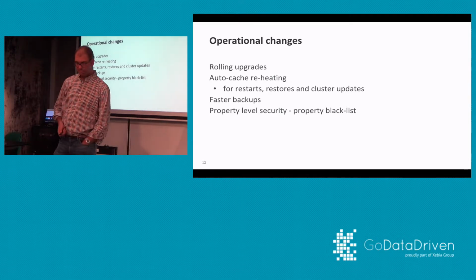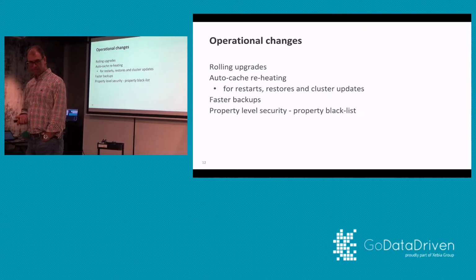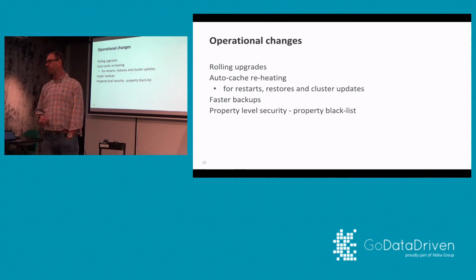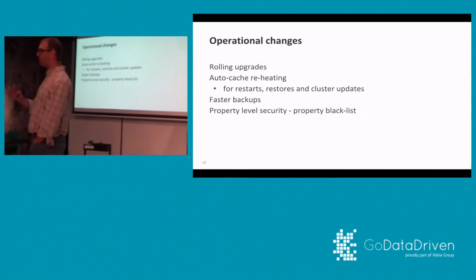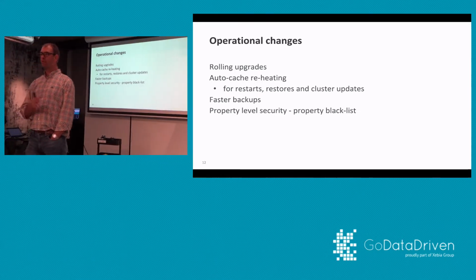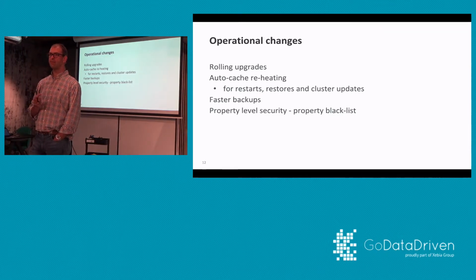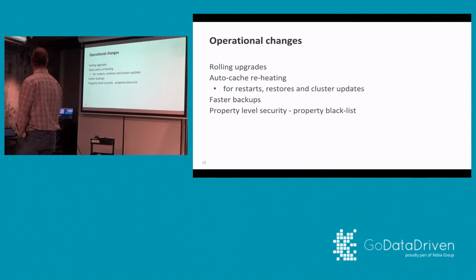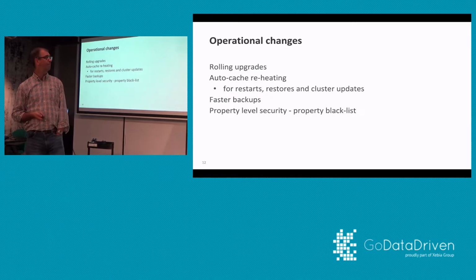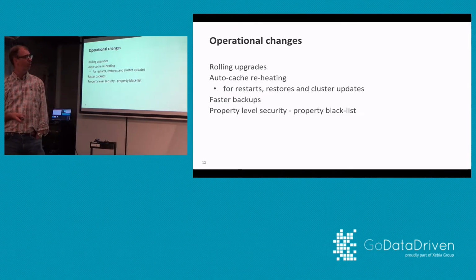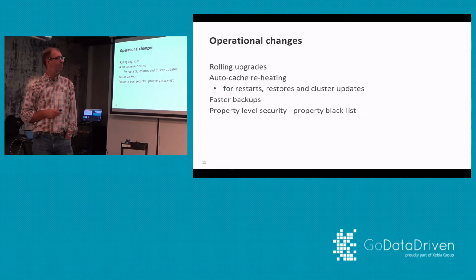Some operational stuff that's changed in 3.4. A big one is rolling upgrades. I have to admit that I don't know exactly how that works, but within the same point release of Neo4j, you can just upgrade the cluster without any downtime, right? Which used to be necessary. There were lots of workarounds in the past, but now we have a systematic way of doing that.